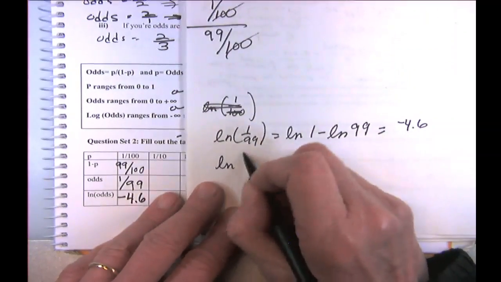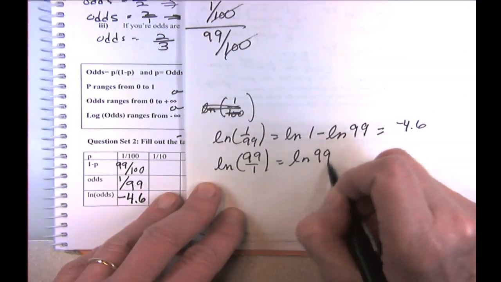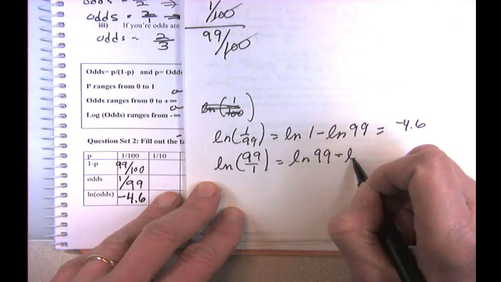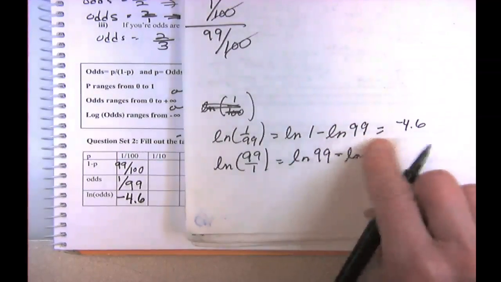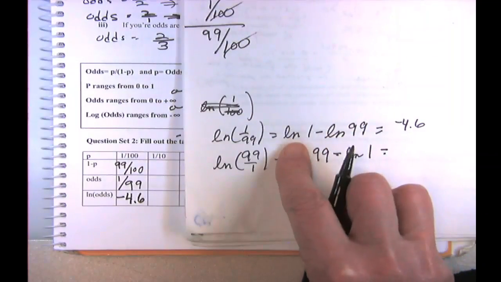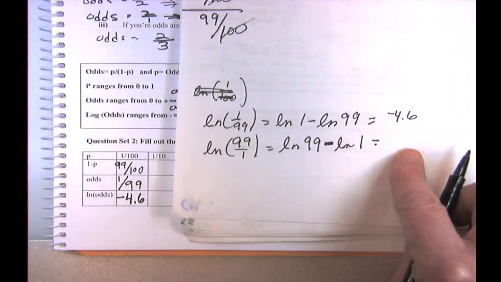And here, we're taking the log of 99 over 1. So let's try that. The log of 99 over 1, which is the log of 99 minus the log of 1. What do you think it's going to be? By the way, the log of 1 is just 0, too. So do you see how, what do you think it's going to come out to be? Want to guess now?